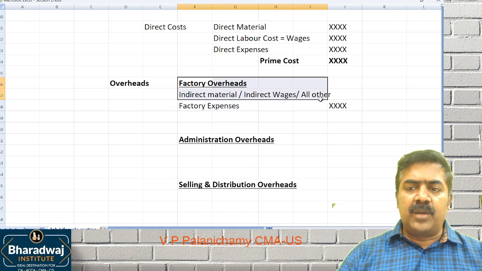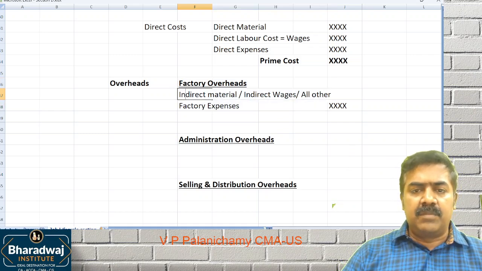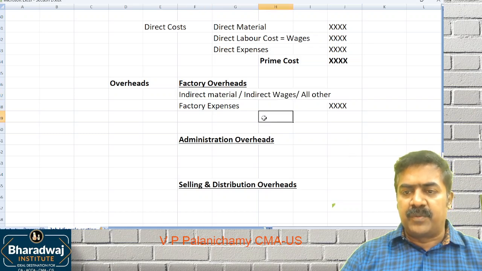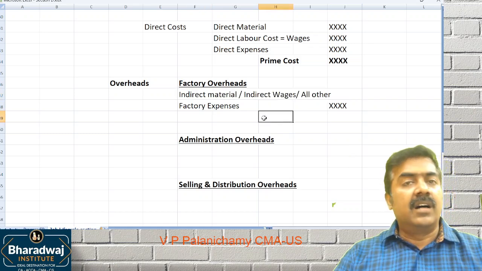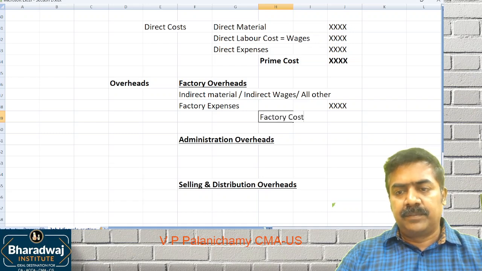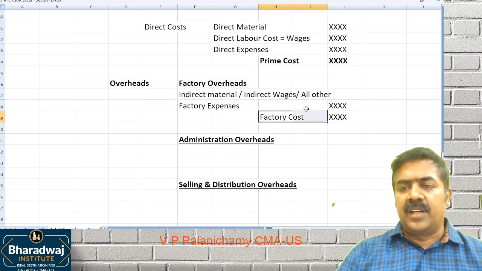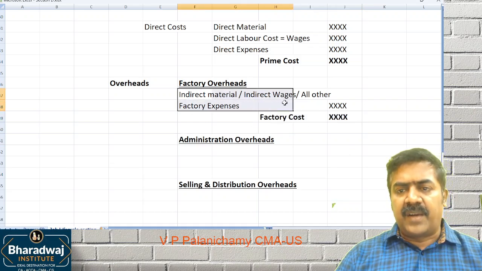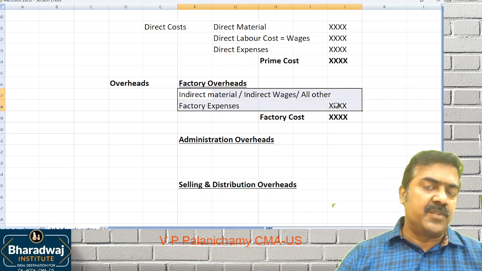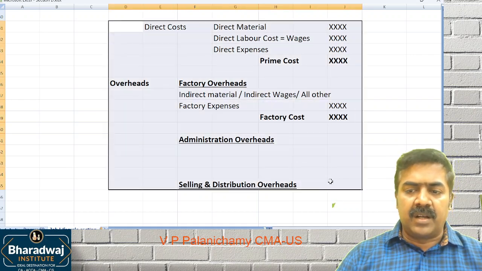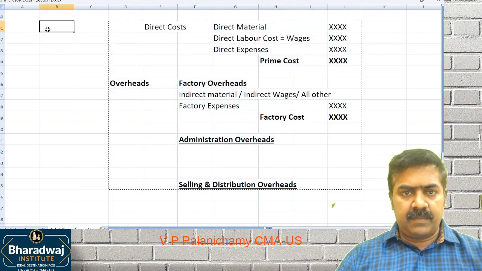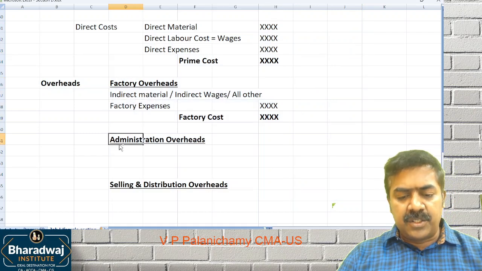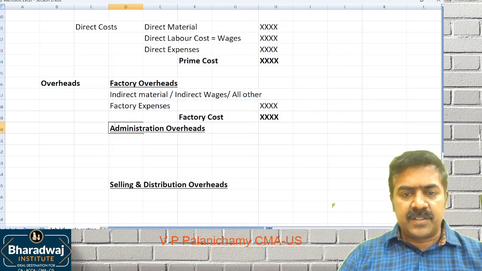Clear? So factory overheads means all indirect material consumed in the factory, indirect wages, and all other factory expenses. You call it which one? Factory overheads. This is called factory cost. This is the cost which we will take for inventory valuation. These factory overheads may be fixed or which one? Variable. Do you understand what you mean by factory overheads? Then administration overheads are otherwise called office overheads.